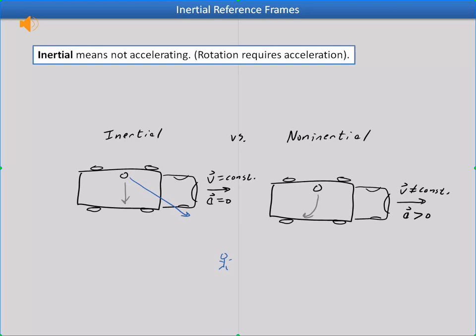Whereas in an inertial reference frame, so this truck or even this person standing still on the ground, everything moves just fine. A constant velocity stays constant. Newton's law is satisfied. Okay, in the next video we'll pick up with Newton's second law.